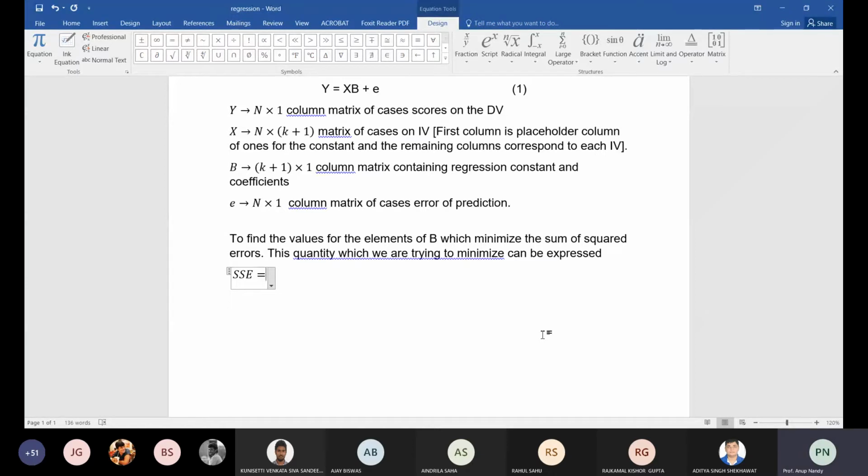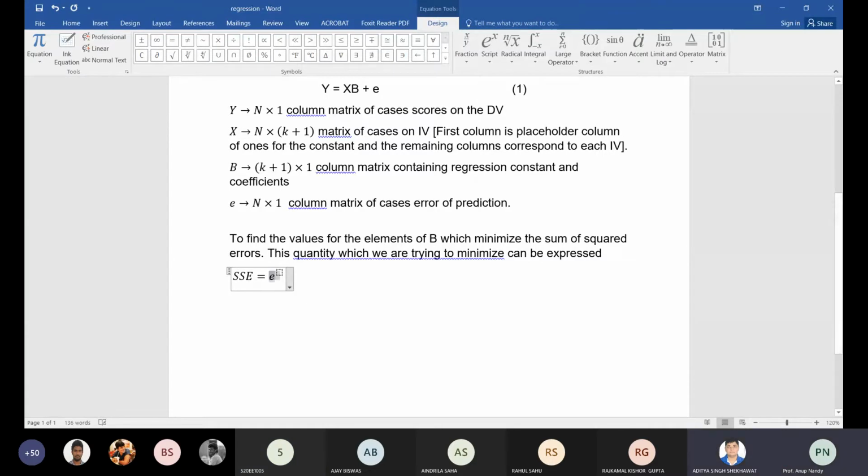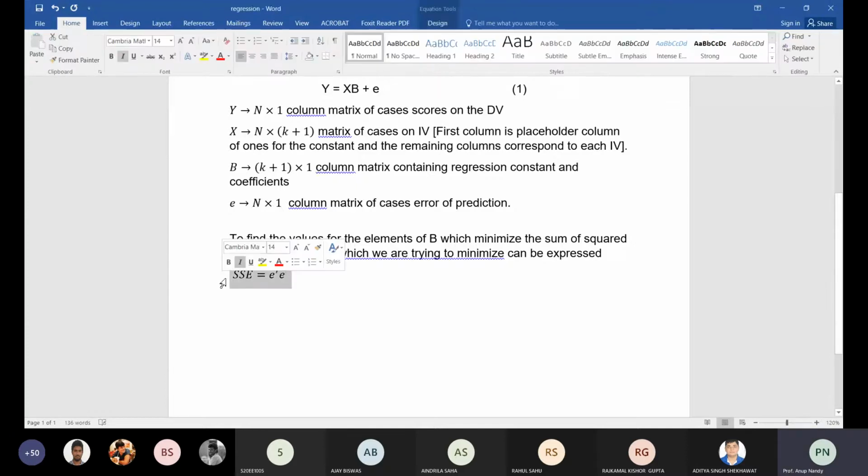In the summation of e i square, it will simply have y minus xb minus e. Yes, you can write it, or I can simply write E transpose E. Okay, E transpose E. So this is a sum of square of e.